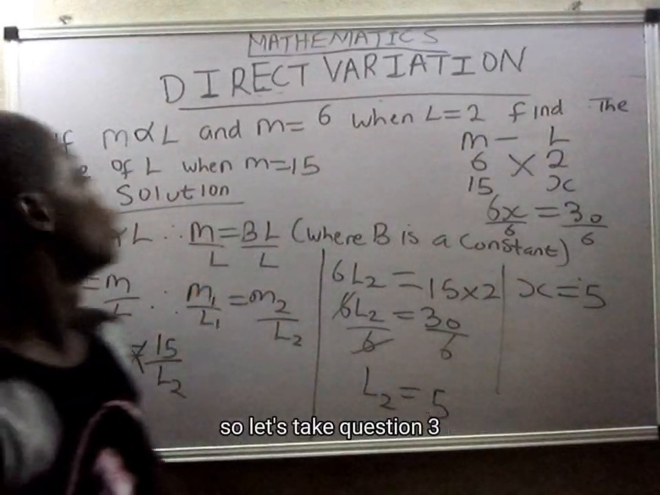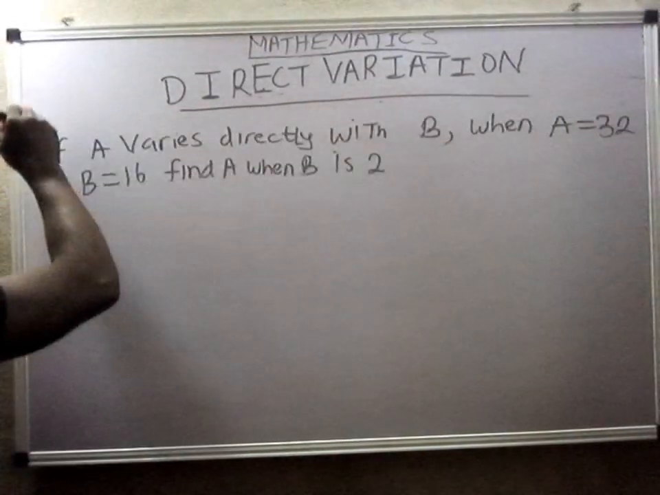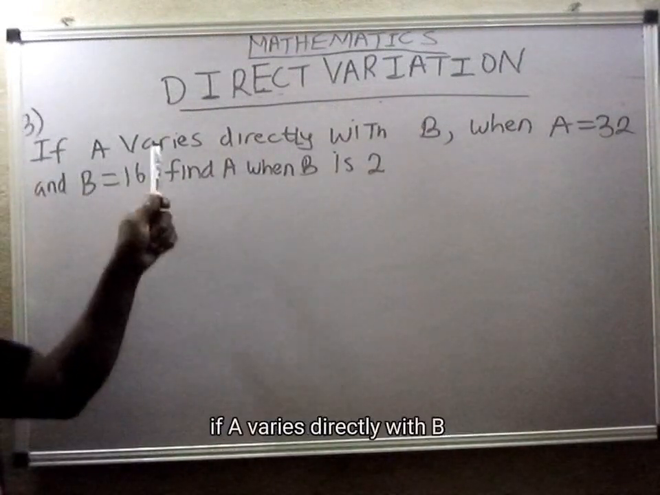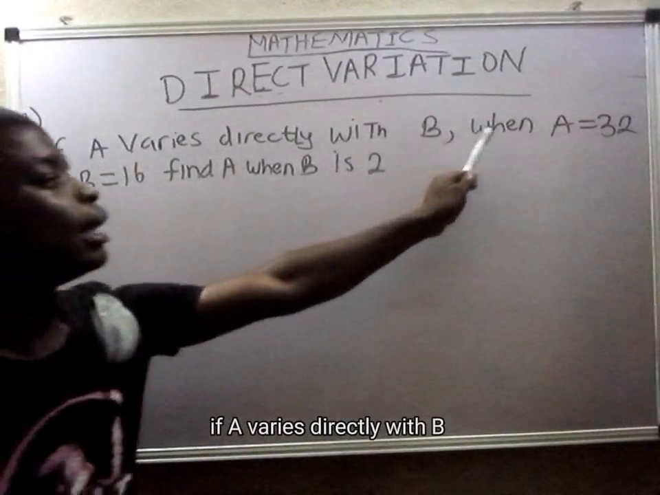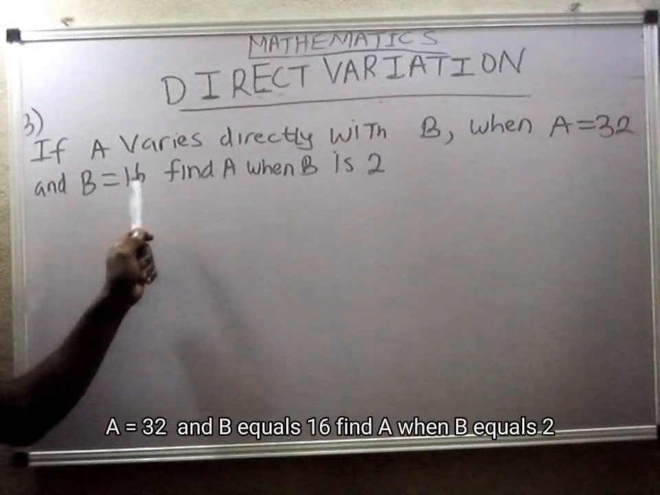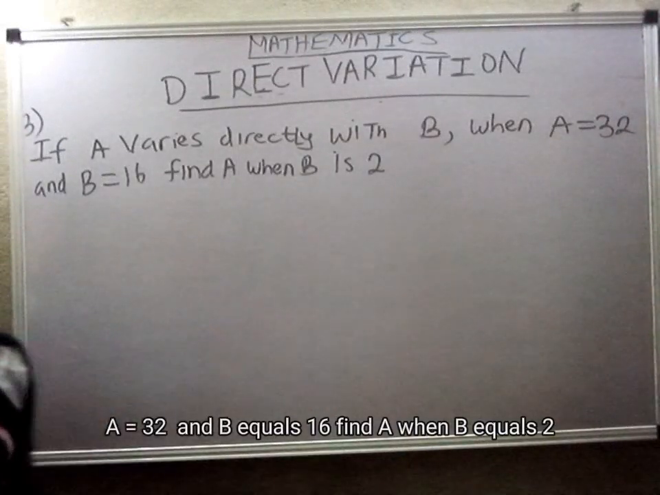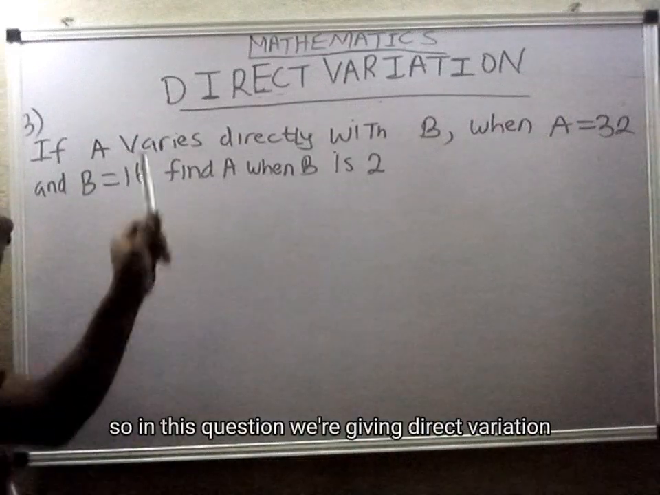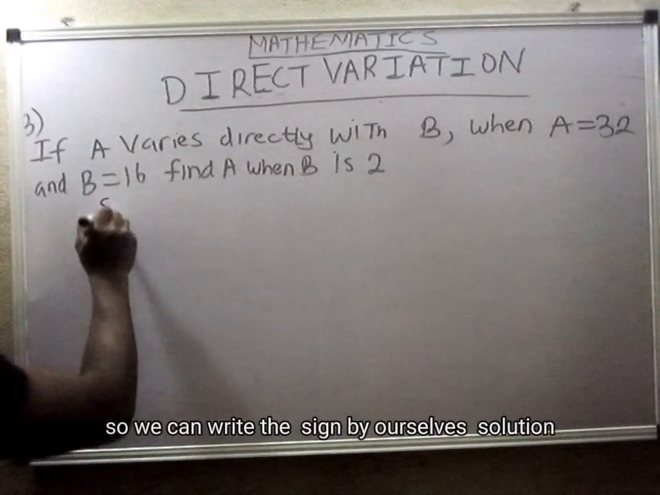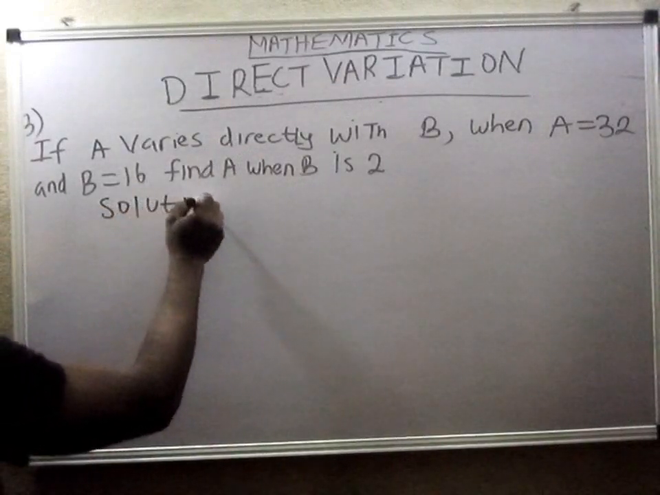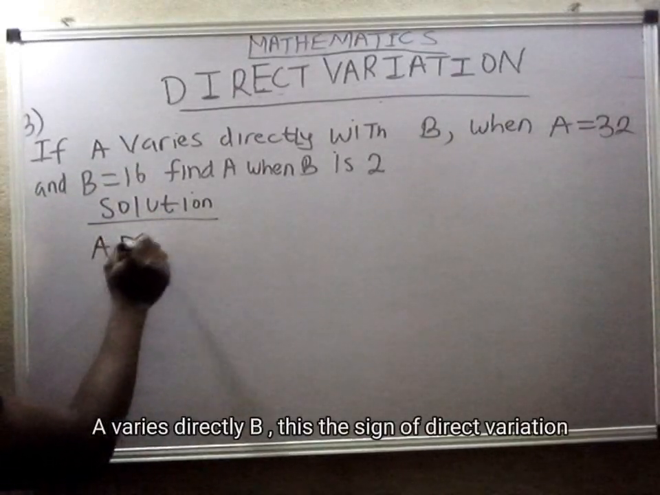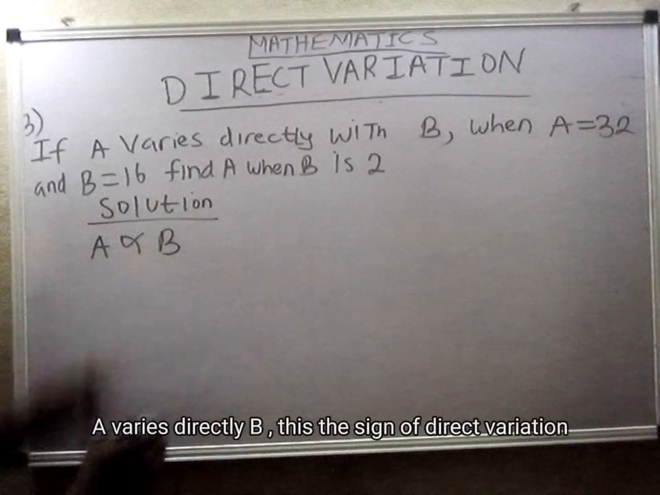So let's take question 3. We're given: if A varies directly with B, and A equals 32 when B equals 16, find A when B equals 2. So in this question, we're given direct variation, but we were not given the sign, so we can write the sign by ourselves. We say that, solution: A directly varies with B. This is the sign of direct variation.